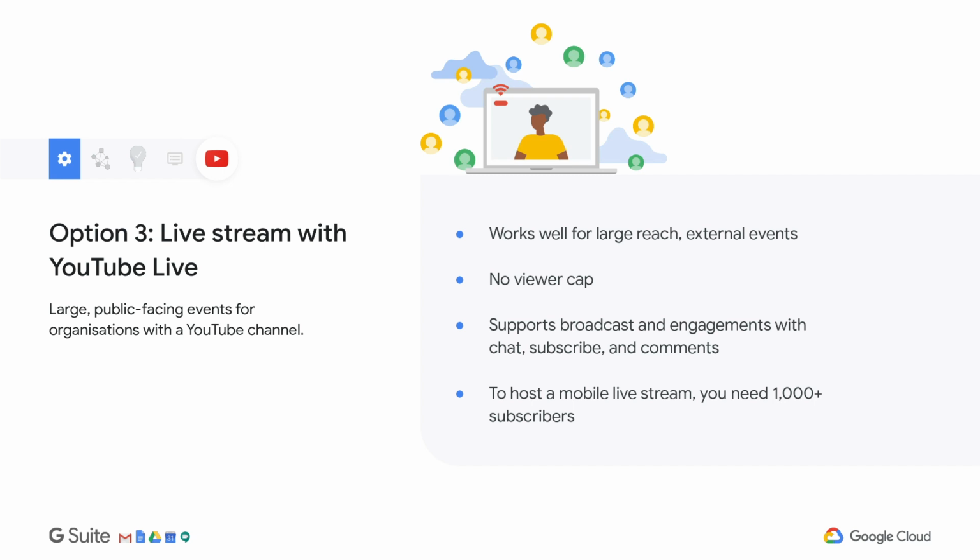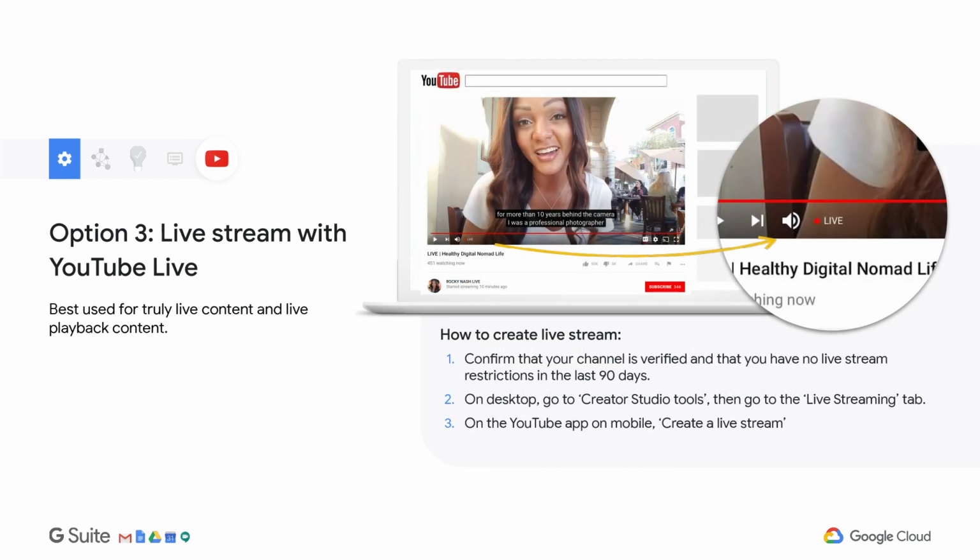And it's fairly easy to set it up as well. Once you're on your YouTube panel, confirm that your channel is verified and that you have no live stream restrictions in the last 90 days. On your desktop, go to Creator Studio Tools, then go to the Live Streaming tab. On the YouTube app on your mobile phone, just select Create a Live Stream.